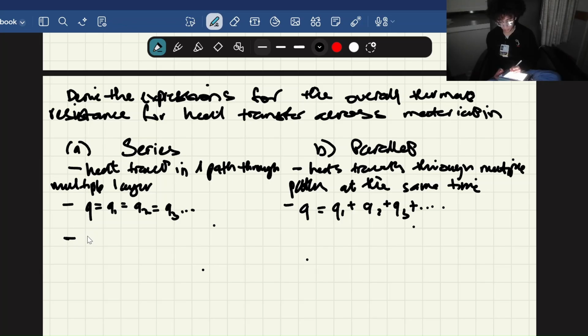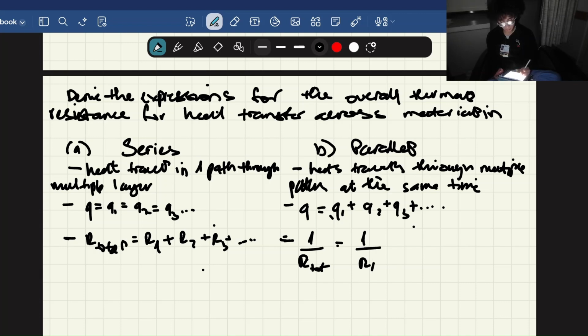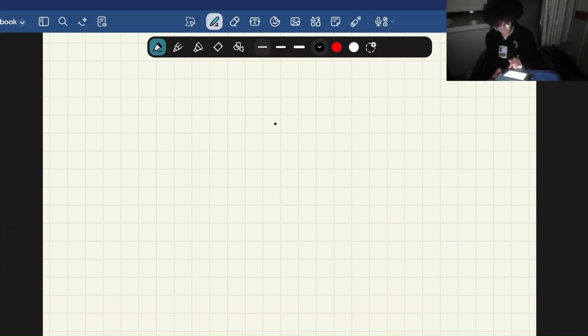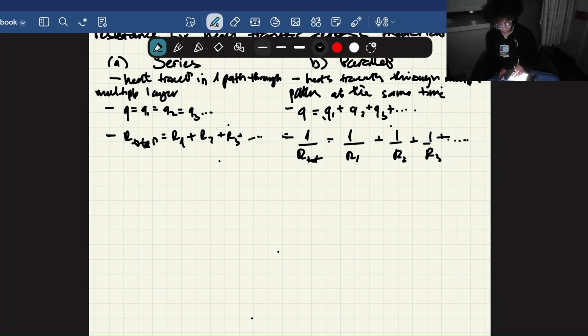So for series, R total is going to be equal to R1 plus R2 plus R3, etc. And then for parallel, it's gonna be 1 over R total is equal to 1 over R1 plus 1 over R2 plus 1 over R3 plus etc. So we're gonna explore how to derive this expression. Okay, so now we're gonna start with series.